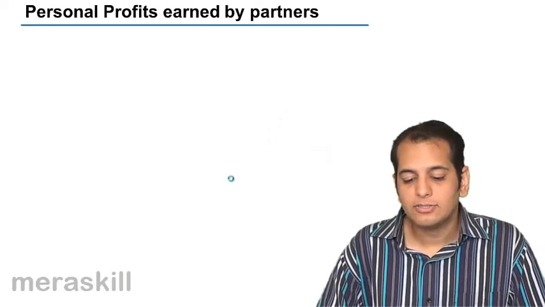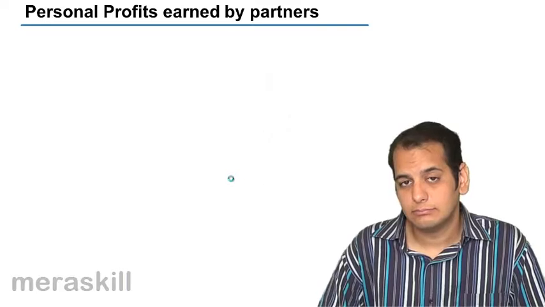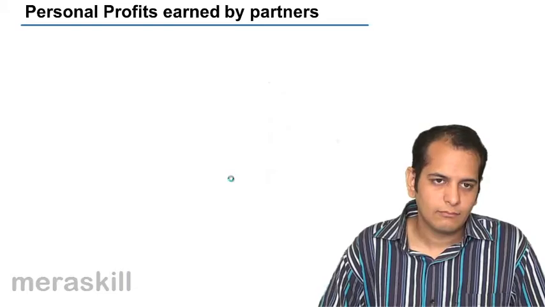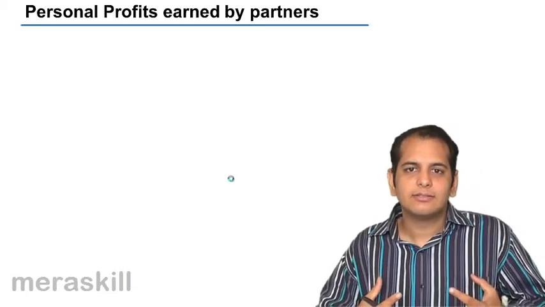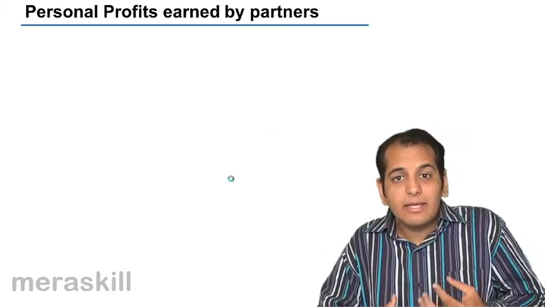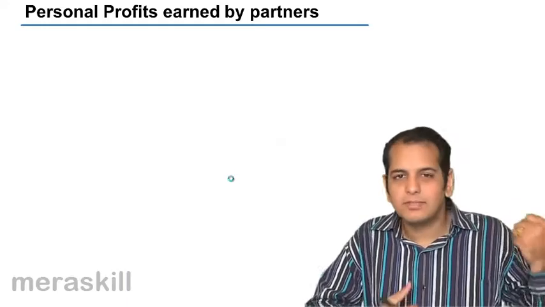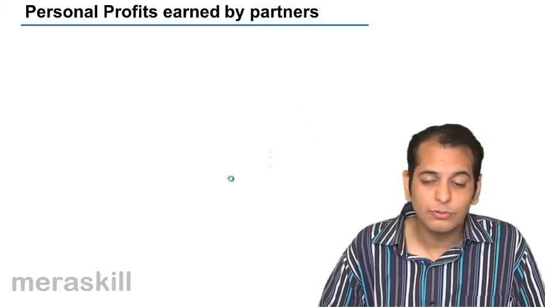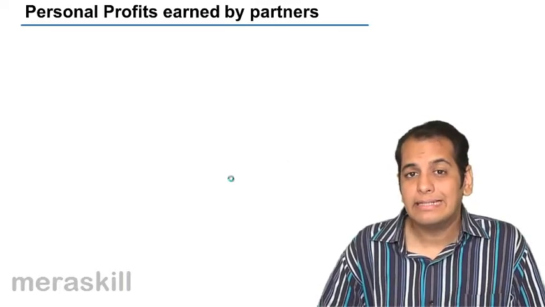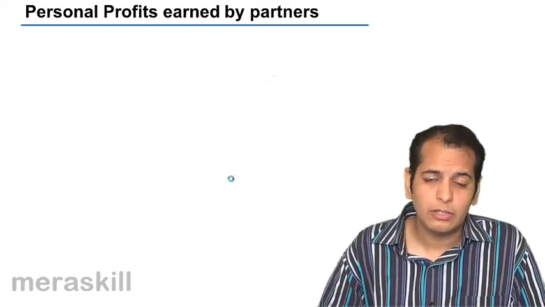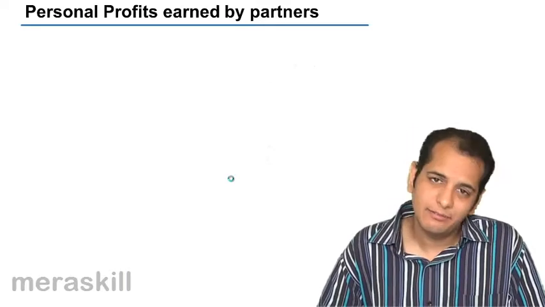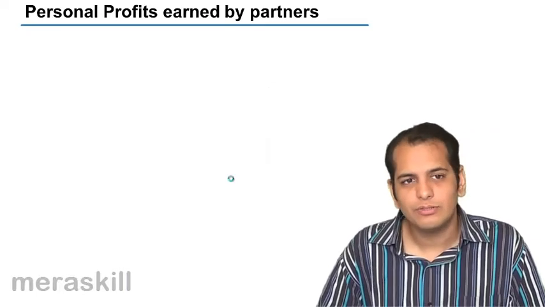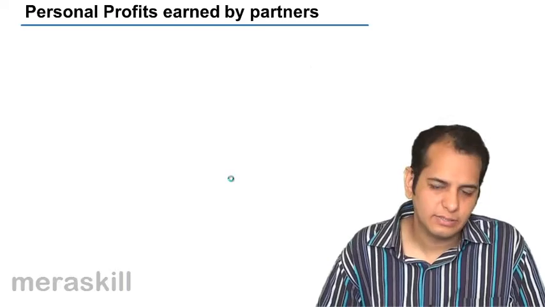What about personal profits earned by partners? That means, let's say if a partner is making some secret profit, making some personal profit by using the firm's property, by using the firm's goods, then is he allowed to do so? And what about the profit? Let's say if he has already done it, is he allowed to keep the profits or will he have to give it to the firm? Let's study.